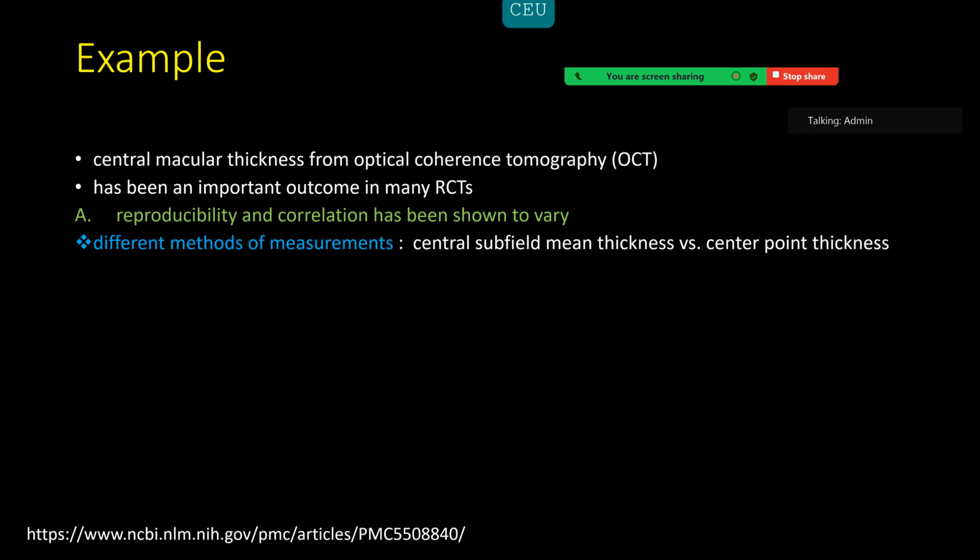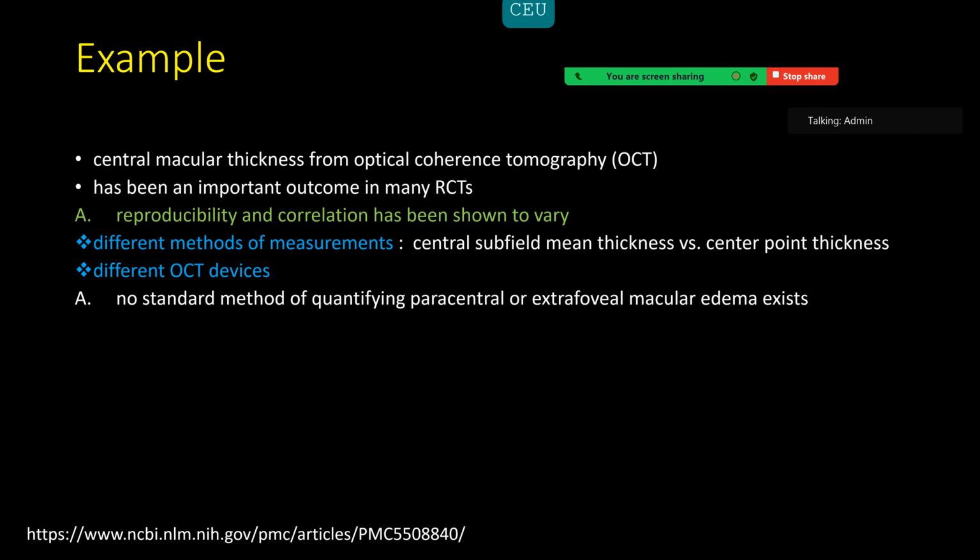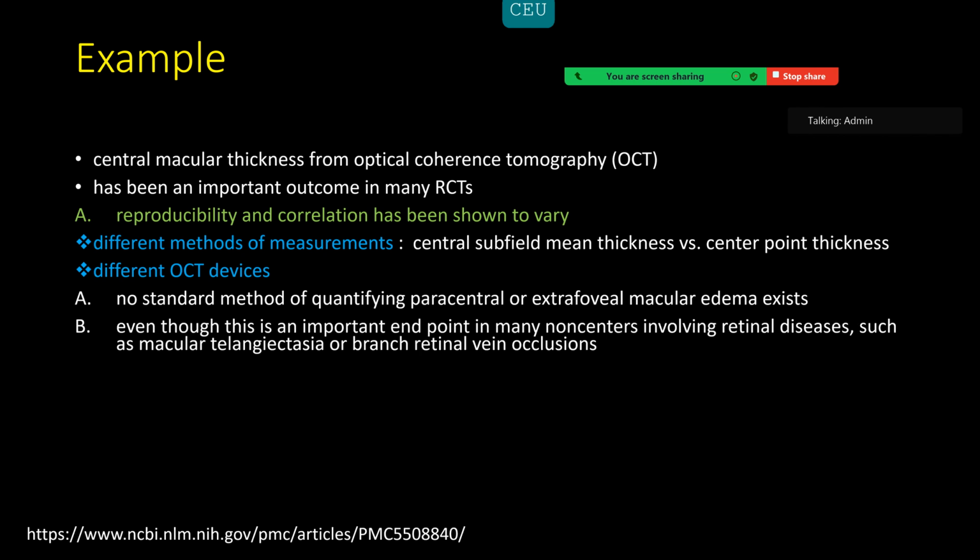Also, there are different methods of measuring it. There is a central point thickness, whereas you do many things and take the mean of that. So, how do you measure that thickness? And devices also, there are many. So, for each device, the thickness of the macula may be different. So that macular edema also, like for our diabetic patients, there is no standard method.